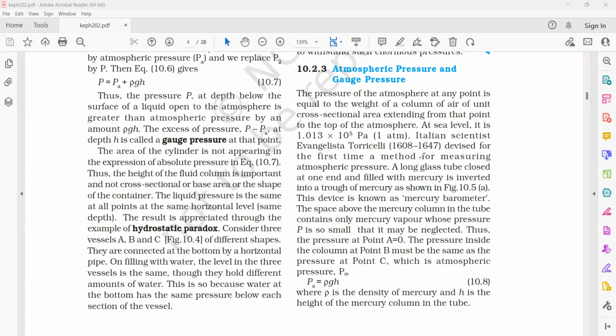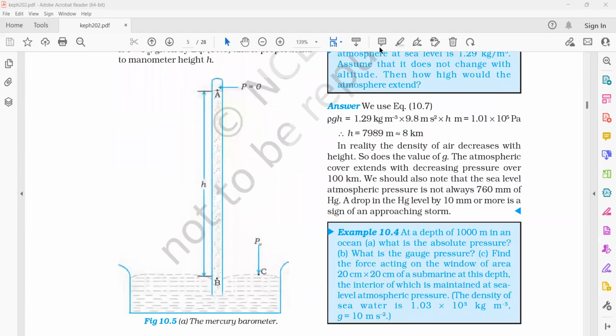This time we are taking a long glass tube. You can see here, this is the long glass tube. One side of this glass tube is closed and the second side is kept open. So this is in the mercury. This is not a normal liquid.